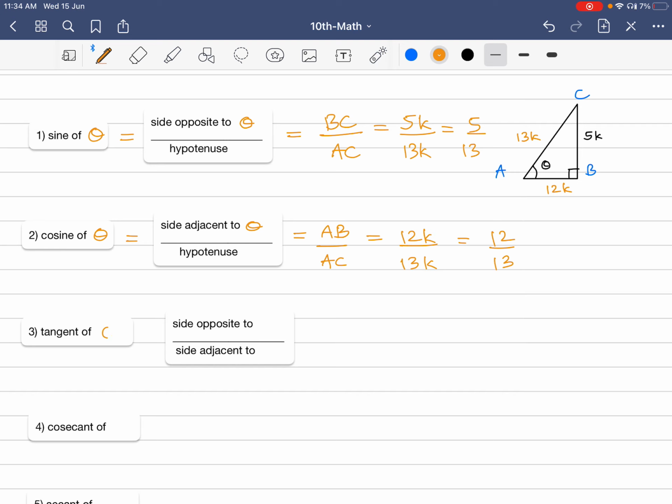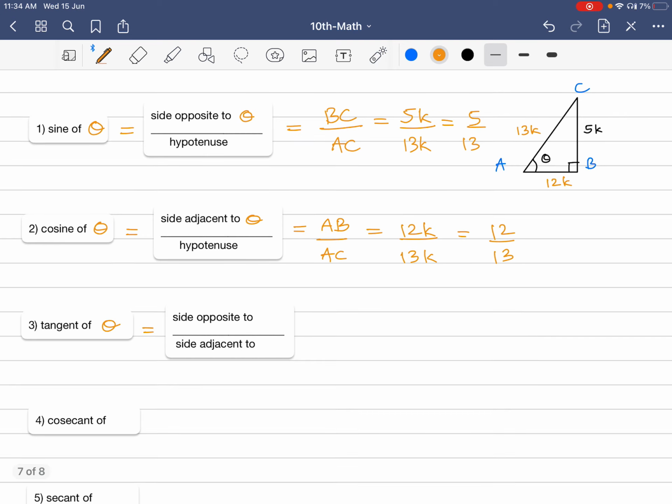Now let's go to tangent of theta. Tangent of theta is equal to side opposite to theta, the whole divided by side adjacent to theta. Okay, now side opposite to theta is BC and adjacent one is AB, and that is equal to, once again, BC is 5k and AB is 12k, so that is equal to 5 by 12. So thus we have calculated sine of theta, cosine of theta and tangent of theta.